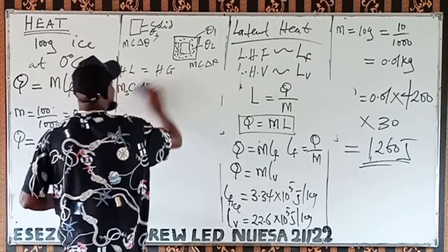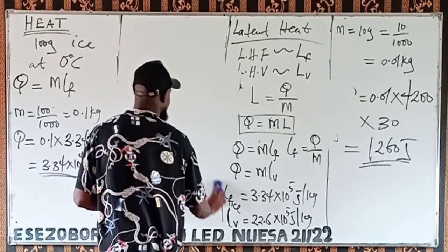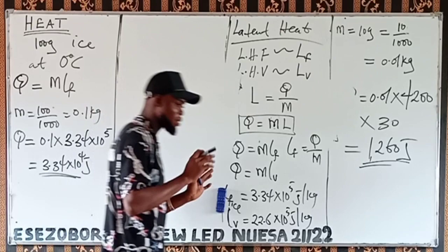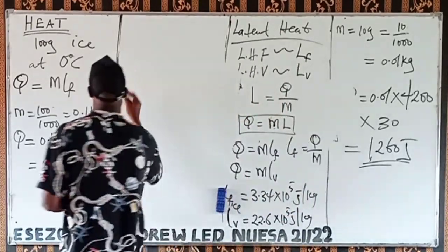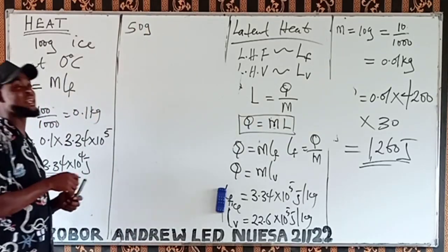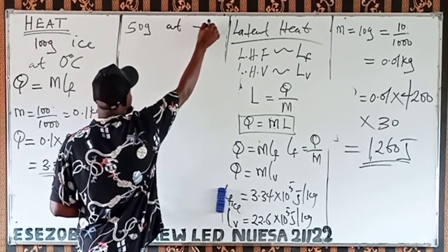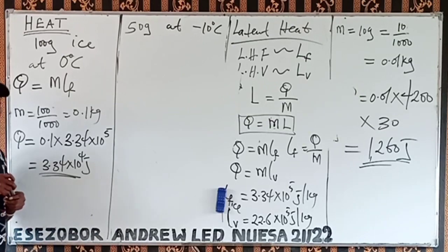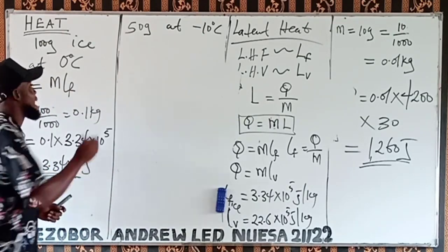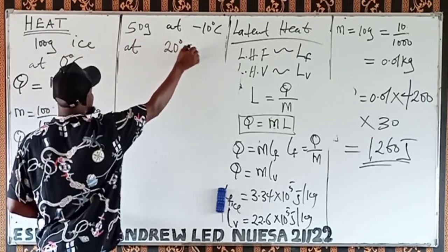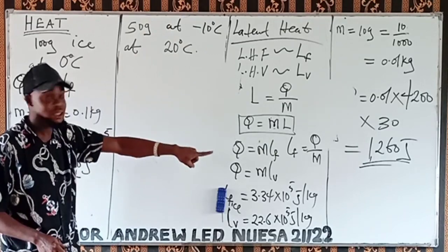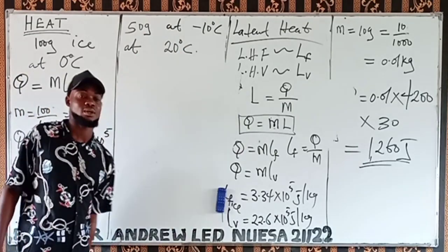Now let's look at another question. Calculate the quantity of heat required to convert 50 grams of ice at minus 10 degrees Celsius to liquid water at 20 degrees Celsius. So how are we going to do this job?